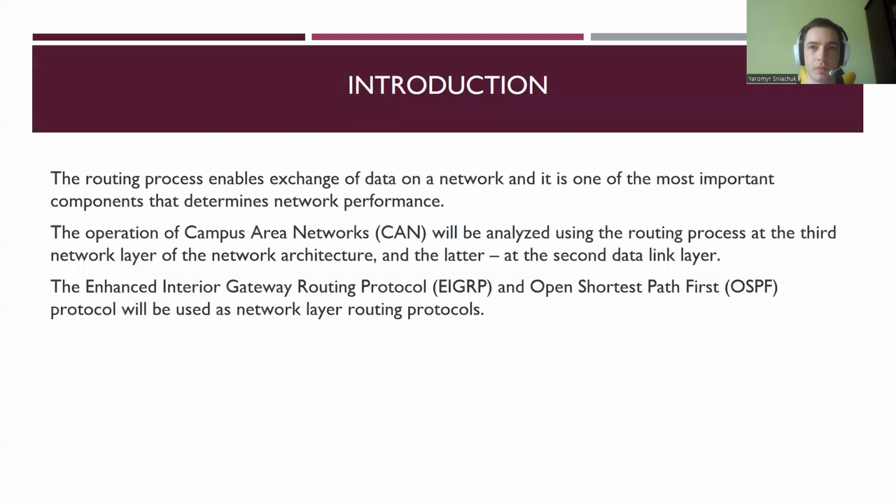Let's start with a brief look at the subject of our research. The routing process enables exchange of data on a network, and it's one of the most important components that determines network performance. The operation of campus area networks will be analyzed using the routing process at the third network layer of the network architecture and later at the second data link layer. The Enhanced Interior Gateway Routing Protocol and Open Shortest Path First protocol will be used as network layer routing protocols.